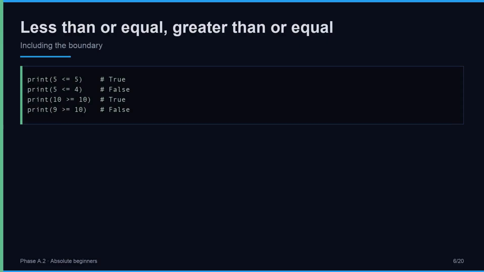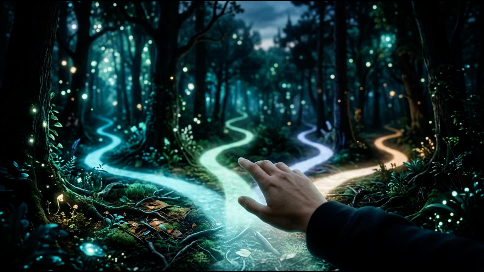Sometimes you want to include the boundary itself. Less than or equal is written less than followed immediately by an equals sign. 5 less than or equal to 5 is true, because they are equal and that is allowed. 5 less than or equal to 4 is false. Greater than or equal works the same way. 10 greater than or equal to 10 is true. Use these whenever a limit is inclusive, like an age that must be at least 18, meaning 18 is permitted.